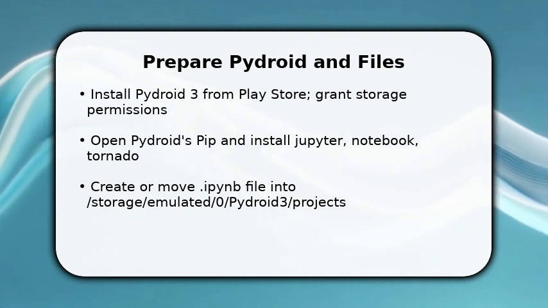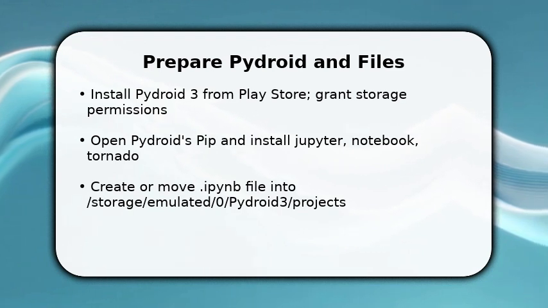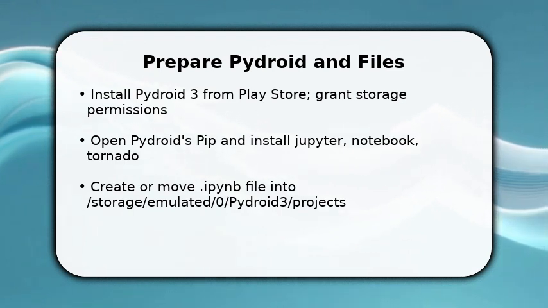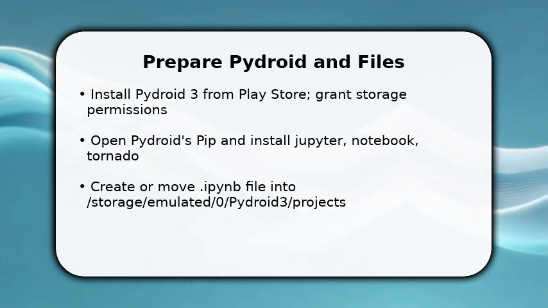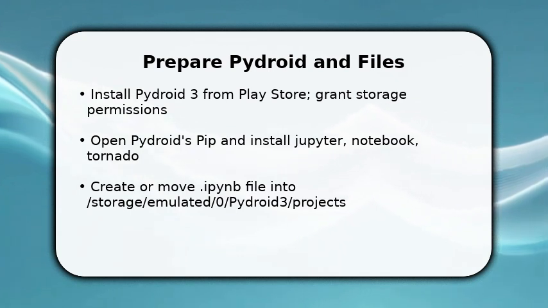Once done, place your IPYNB into Pydroid 3/projects or create a new notebook file there. This gets you to the first actionable state: a ready app, required packages, and your notebook file in the correct folder. Now you launch Jupyter locally from the Pydroid terminal.